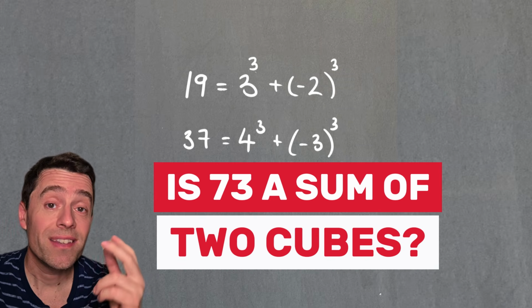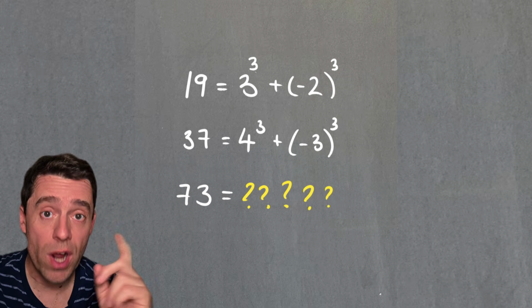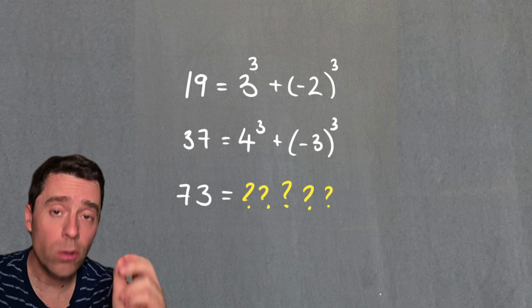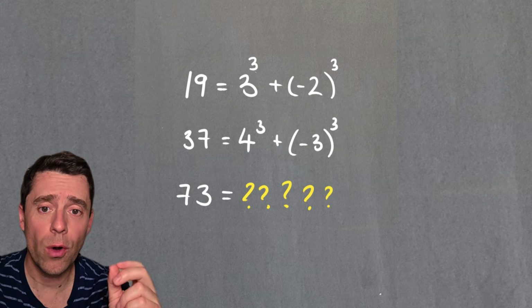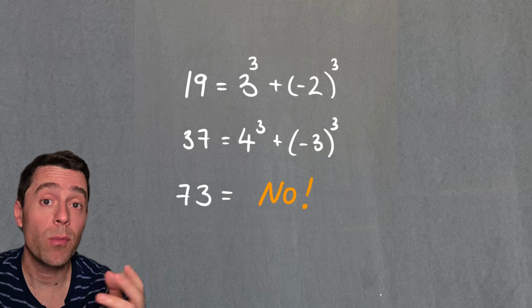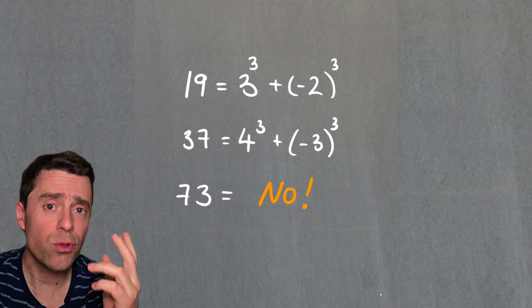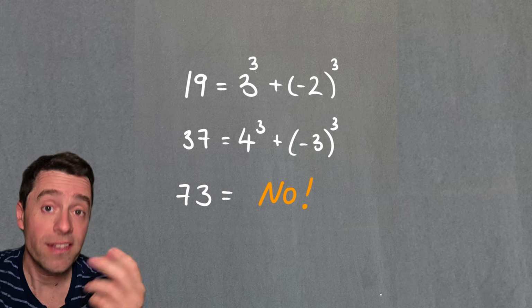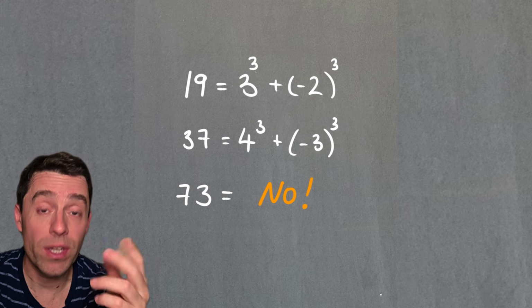19 is a prime that is the sum of the cubes of two rational numbers. 37 is also the sum of two cubes. So what about 73? It turns out that 73 is not the sum of two rational cubes, and in this video I'm going to show you how to prove that, as a number theorist would do this nowadays.